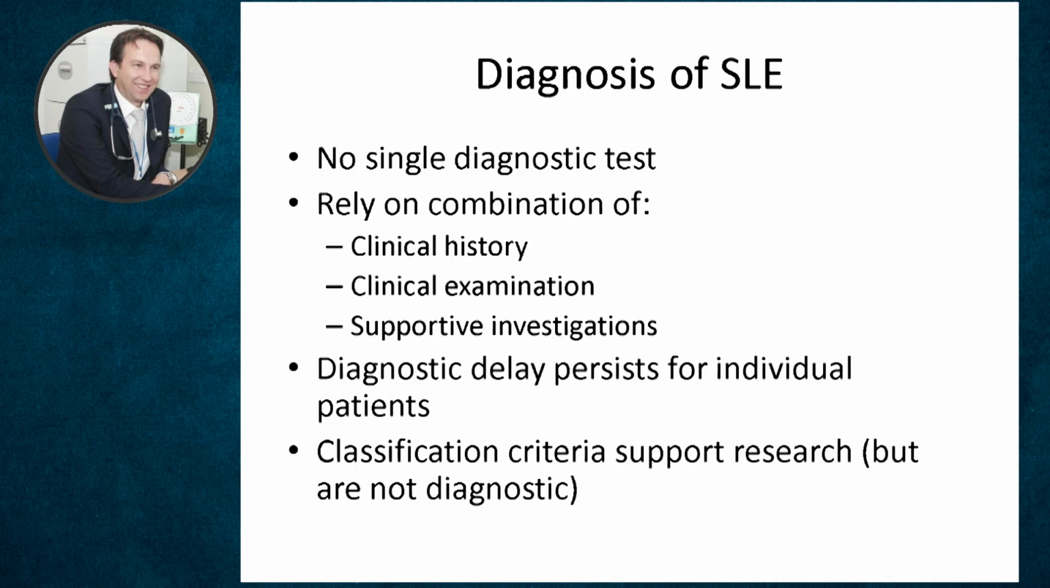So how to diagnose lupus? Well, there's no single diagnostic test. As all rheumatologists know, diagnosis of any rheumatic condition is on the basis of clinical history that is supported by examination findings and investigation results. As a result, diagnostic delay does persist for many individual patients with lupus, particularly those who have less obvious clinical manifestations. And it's worth remembering that classification criteria, such as the ACR criteria or the SLICC criteria, support research and ensure consistency of cohorts, but are not to be used as diagnostic criteria.